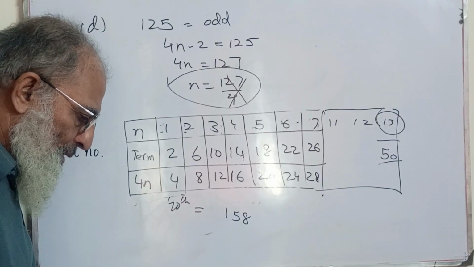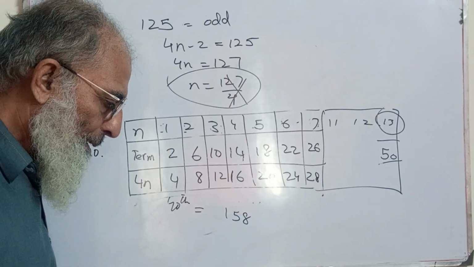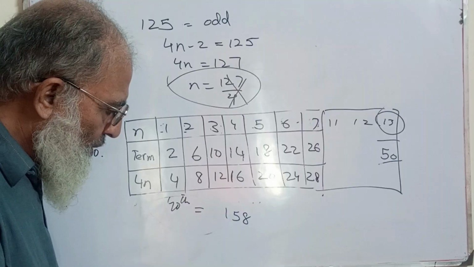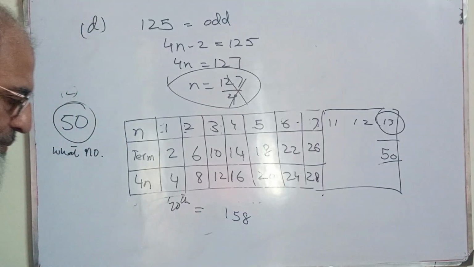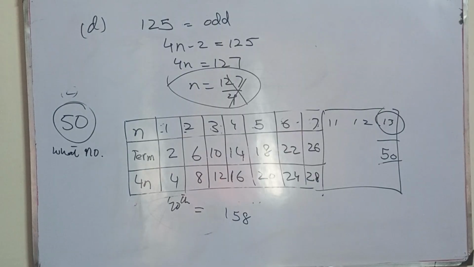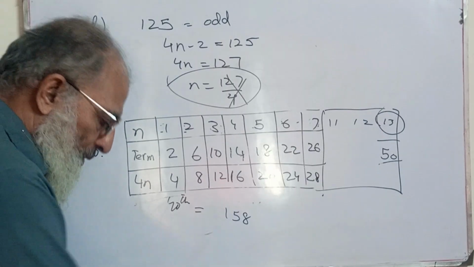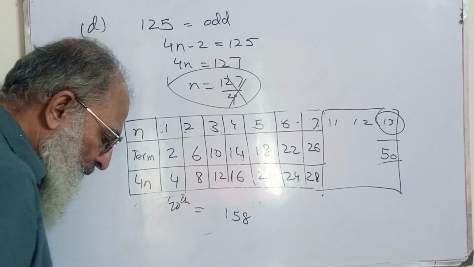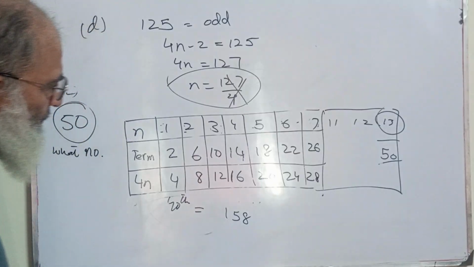Now we'll finish this work, because this example is very important, as I told you. Now stepping forward, find an expression for the nth term of the sequence 2, 5, 10.